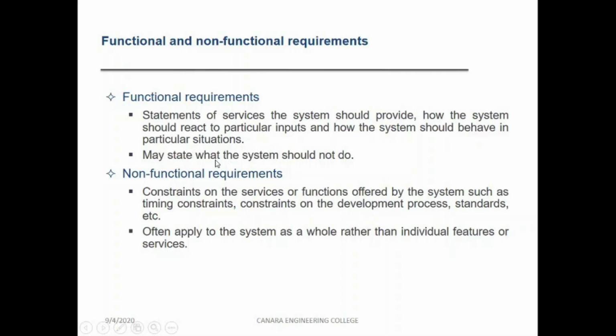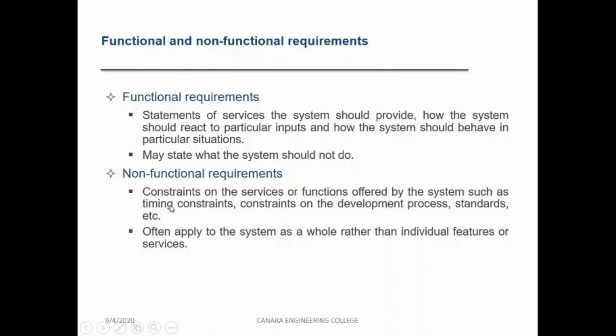The second point: it may state what the system should not do. For example, our VTU results should show only the results of VTU students, not other students. What should not be done for the VTU website is designed and proposed in the functional requirement.